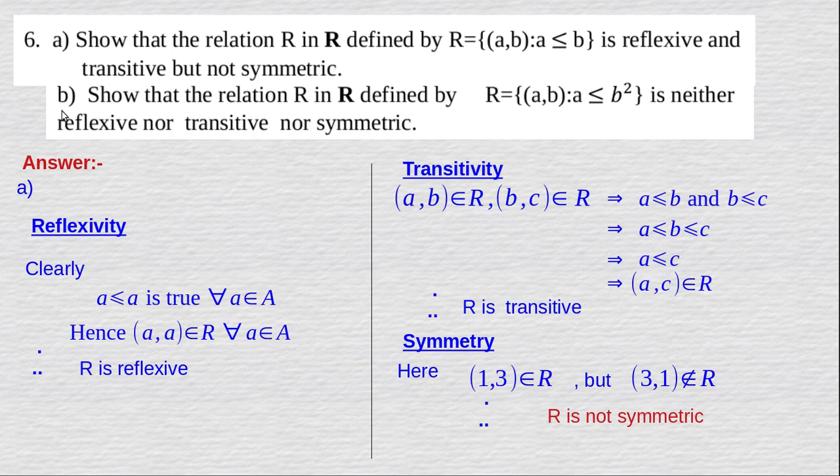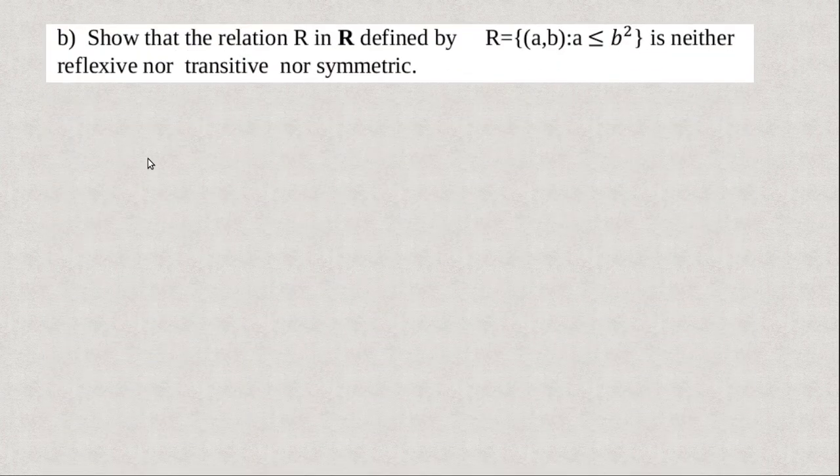Now, the last part, answer to question number B. The question is this: the relation is defined on R. A slight change is there in the relation. A less than or equal to B is changed to A less than or equal to B square. The relation is neither reflexive nor symmetric nor transitive. We want to show this. For that, we go through examples. An example is enough to disprove a statement.